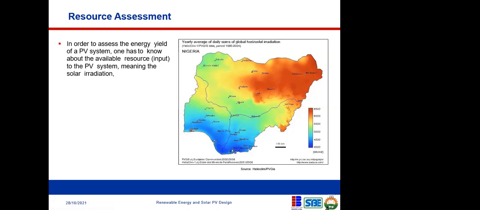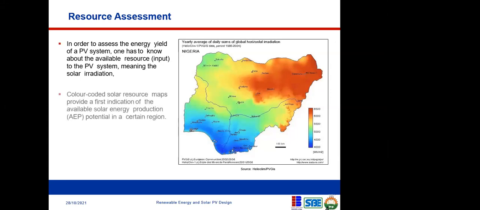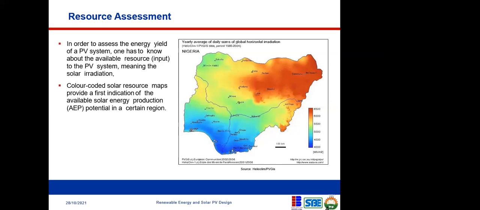So in order to assess the energy yield of a PV system, one has to know about the available resources, the resource inputs to the PV system, meaning the solar irradiation. Now, a color-coded solar resource map provides a first indication of available solar energy production potential in certain regions. So this is for Nigeria, actually. The map you're seeing is showing us the solar irradiation in watt-hour per meter square across Nigeria.